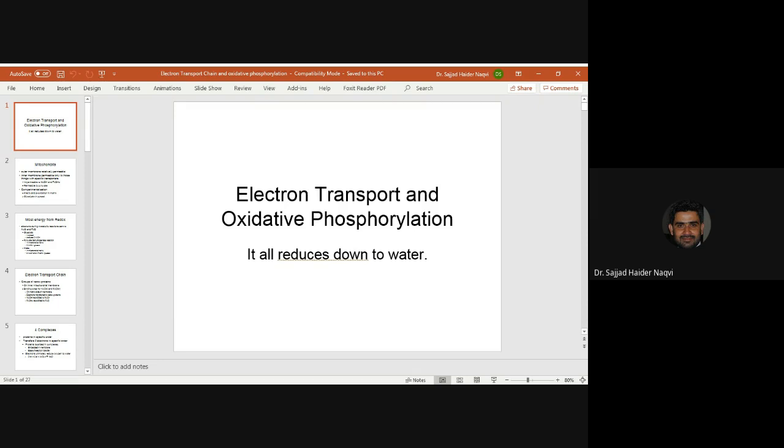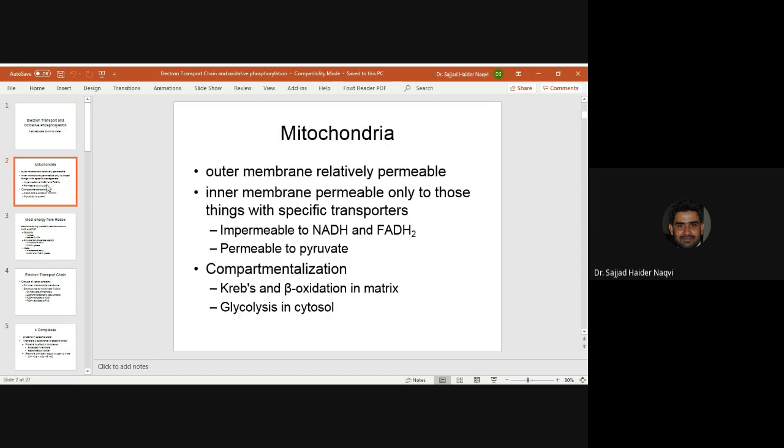So oxidative phosphorylation is actually the process of the formation of ATP, adenosine triphosphate. And this making of ATP is linked with a process we call electron transport. So that's why collectively we call this topic electron transport and oxidative phosphorylation. Okay, so let's go into the detail.